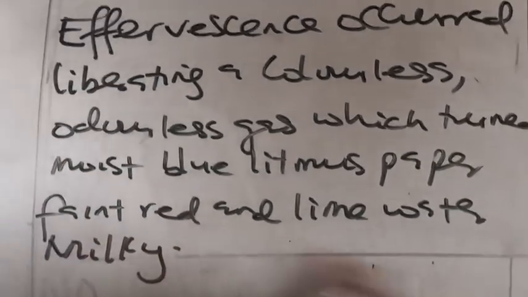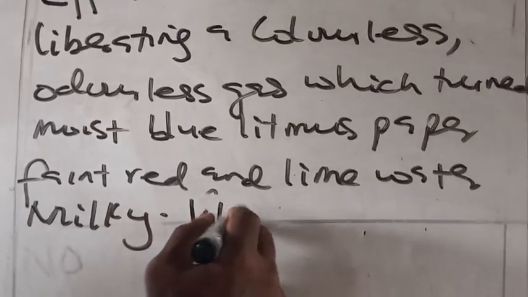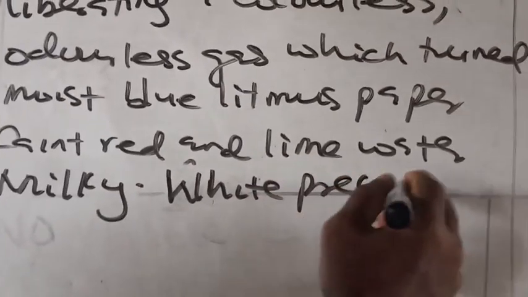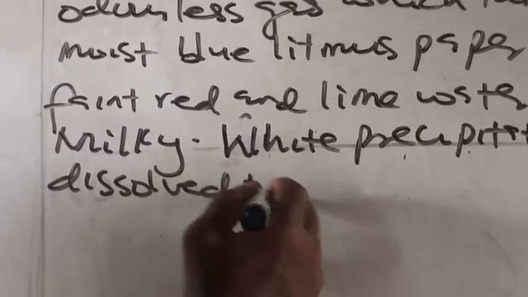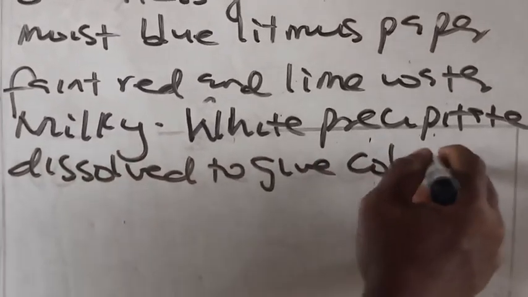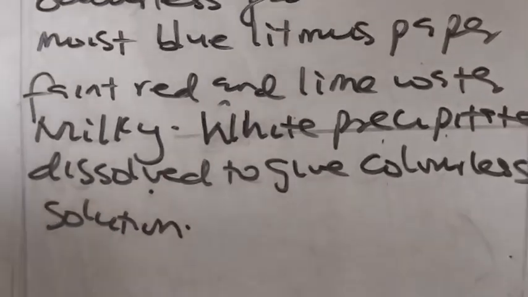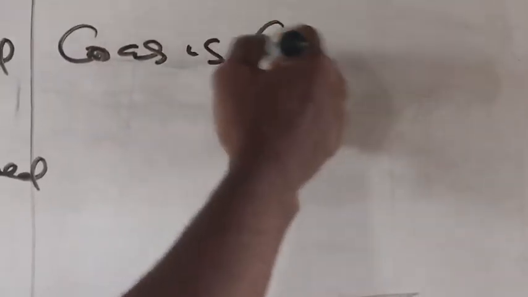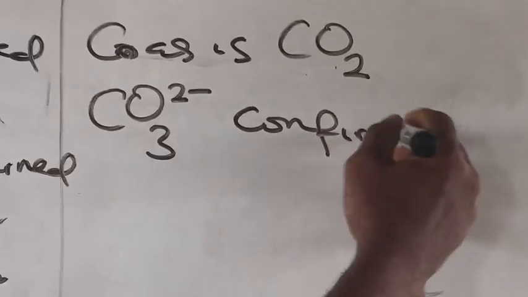And then now I write also, sorry, not residue: white precipitate dissolved to give either a clear or a colorless solution. So under the inference, you now write: gas is CO2, carbon(IV) oxide. Then CO3 2- ion confirmed. So take a second to go through this work as we move to the last question.